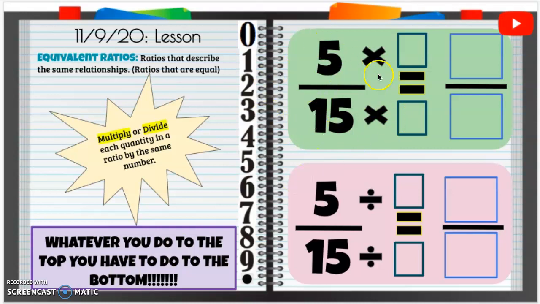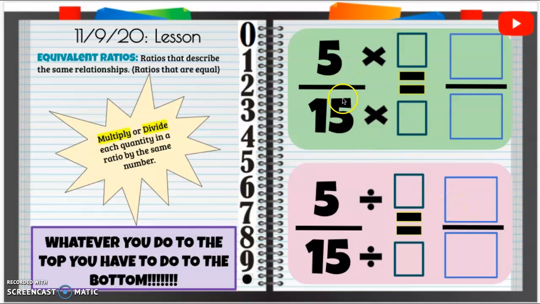All right, so let's practice over here. So whatever we do to the top, we must do to the bottom. So if we have 5/15, or 5 over 15, or 5 to 15, to make an equivalent ratio, you can either multiply both top and bottom by a number to get another number. It has to be by that same number. Or you can divide by both the same number to get to an equivalent ratio.